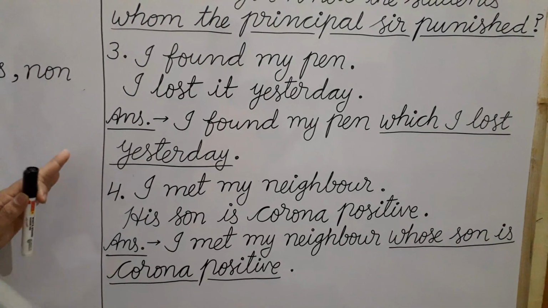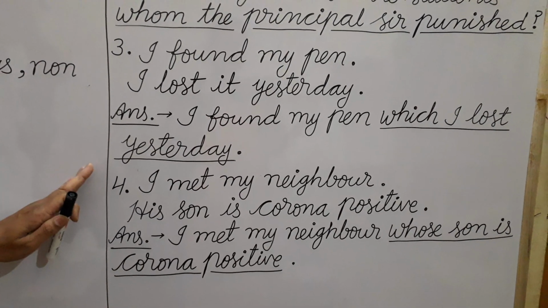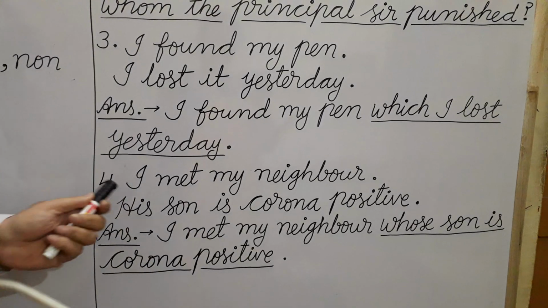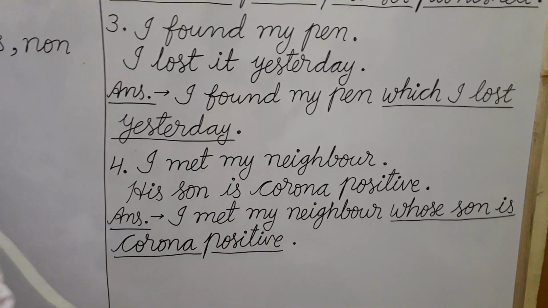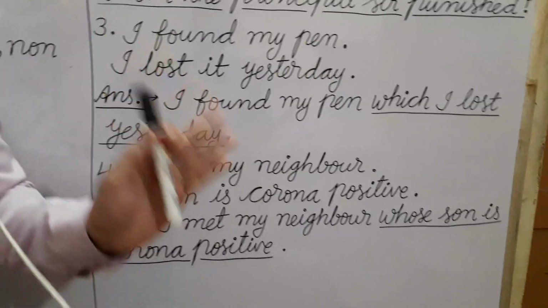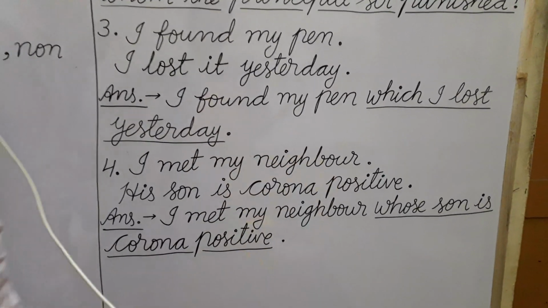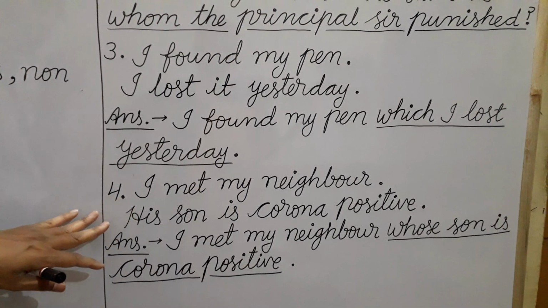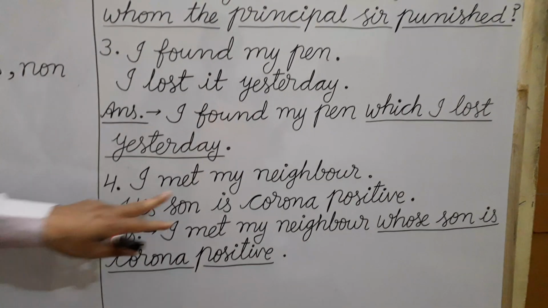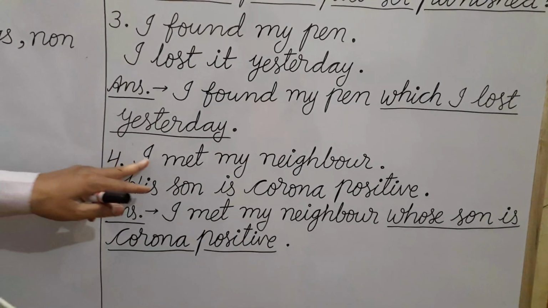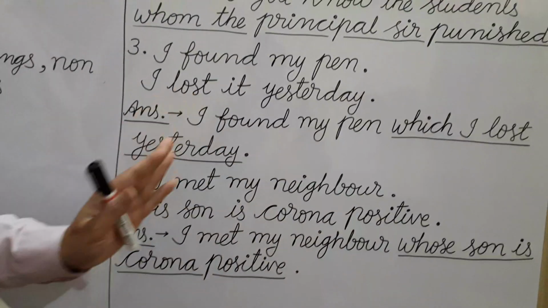Now look at example number 4. I met my neighbor, means मैं अपने पड़ोसी से मिला. So neighbor is a living being, neighbor is a person, but look at the sentence number 2. His son is corona positive. I repeat, I met my neighbor, मैं अपने पड़ोसी से मिला.